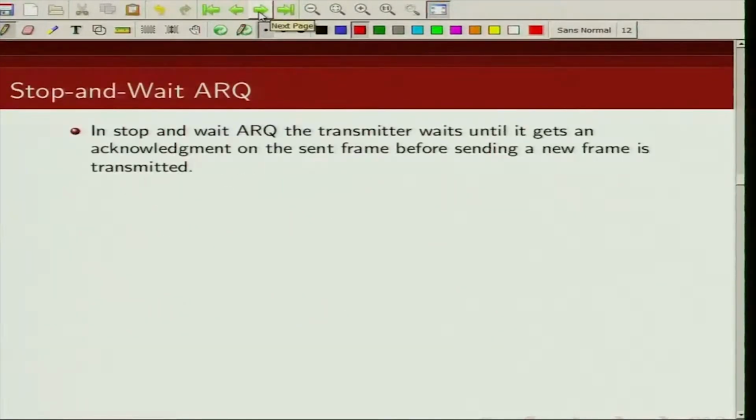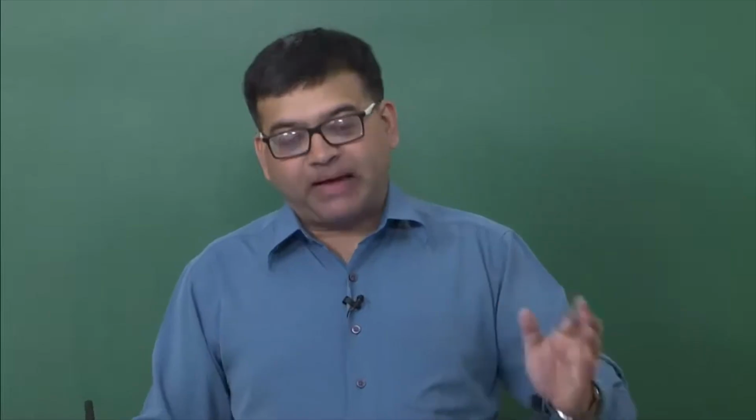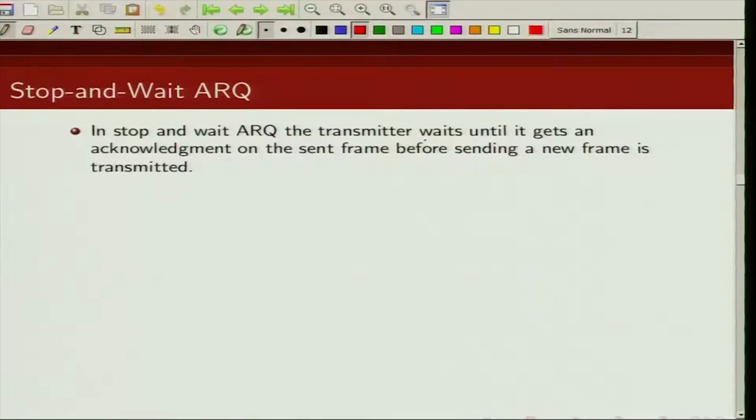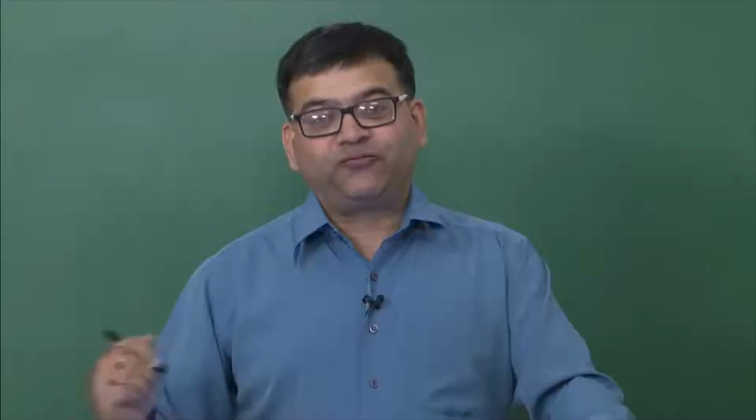Now, let us talk about each of these protocols in detail. The first protocol that we are going to talk about is known as stop and wait ARQ. As the name suggests, we transmit the packet and wait until we get an acknowledgement of that particular packet or frame. So, in stop and wait ARQ, the transmitter waits until it gets an acknowledgement of the sent frame before sending a new frame.